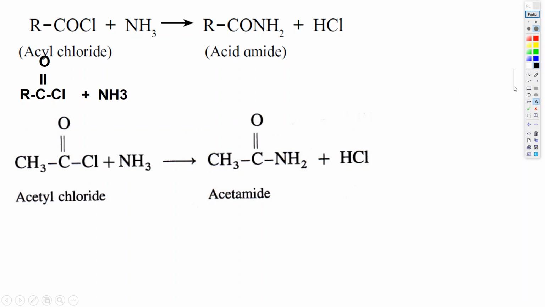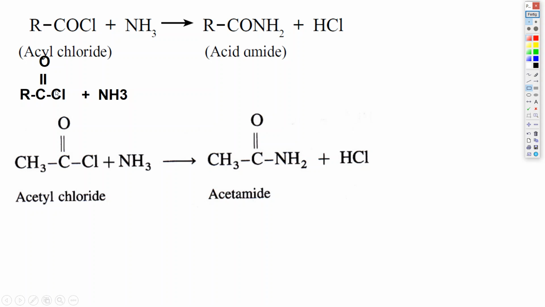So what will happen when acetyl chloride or acyl chloride reacts with ammonia? Very simple reaction. Let us discuss the acyl chloride and ammonia reaction. Everybody knows the formula of acyl chloride, RCOCl, and everybody knows the formula of ammonia, that is NH3. So firstly you have to write the reactants.